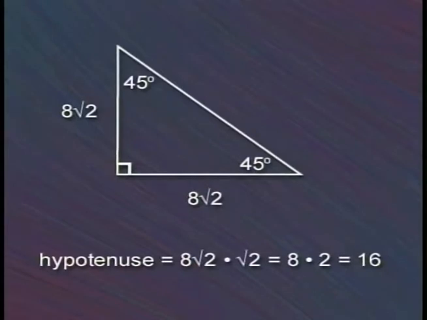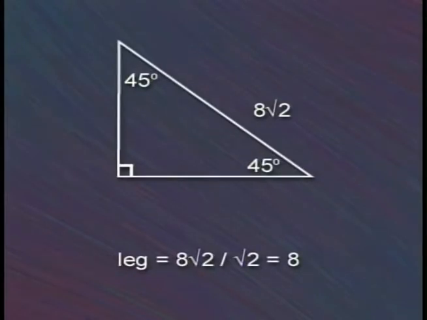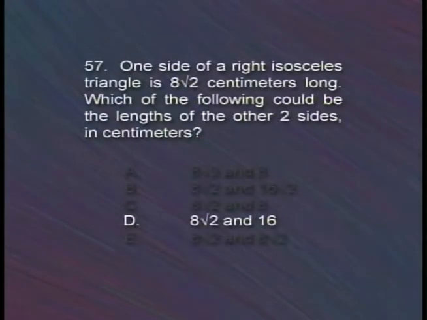But let's work the other situation just to be sure. Let 8 times the square root of 2 be the hypotenuse. Then the length of the side would be 8 times the square root of 2 divided by the square root of 2, or 8. This triangle would have measurements of 8, 8, and 8 times the square root of 2. These measurements, 8 and 8, however, are not represented in the answer options. Thus, answer D is correct.